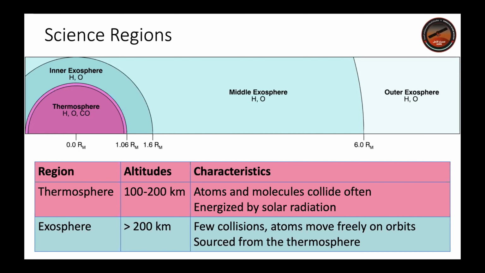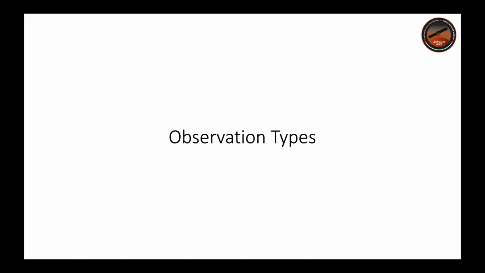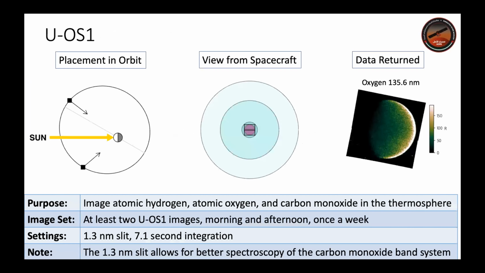And so in the thermosphere, we're looking for hydrogen, oxygen, and carbon monoxide. In the exosphere, we're looking at hydrogen and oxygen. Those are really the two main atoms that we find out there. So there are a number of observations to look at these different regions in different kinds of ways. And so I'm going to run quickly through the four nominal observation types that we have looking at Mars.